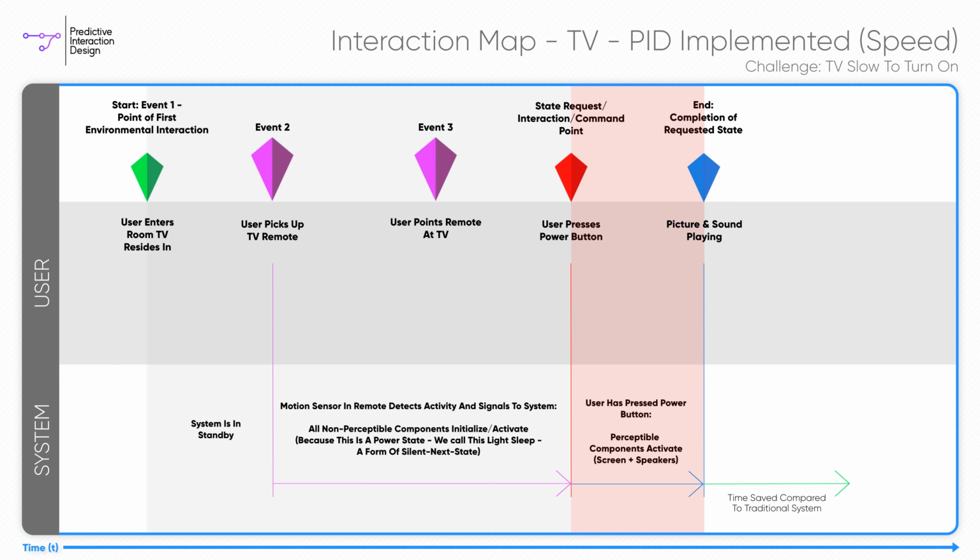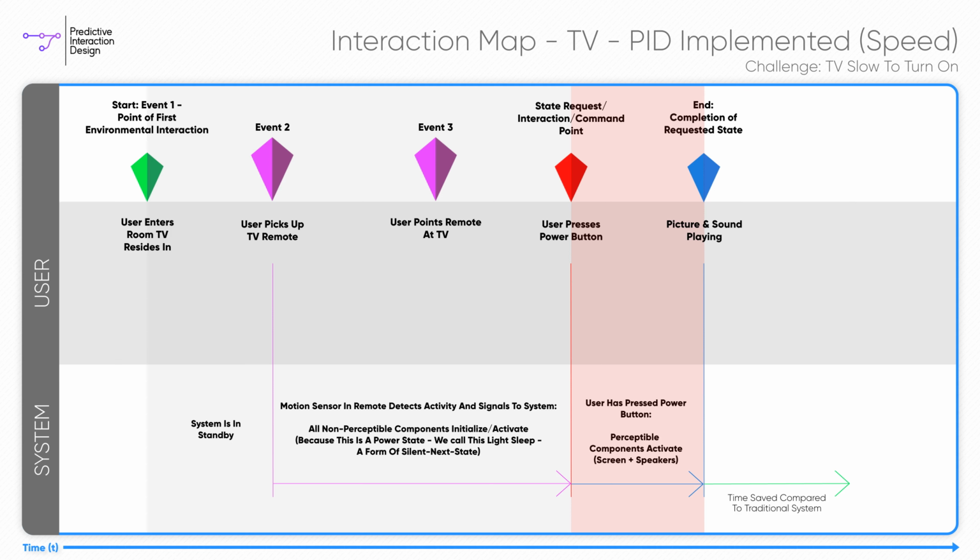And that's the goal of predictive interaction design here. We're reducing the time it takes. We're reducing that delay, that lag between the user's interaction and the completion or delivery of the state that they're requesting. So this really helps us visualize all of the things that the user does before they make that interaction.